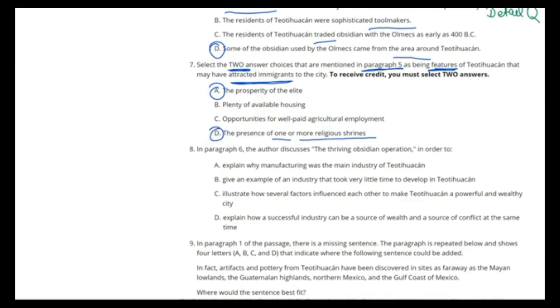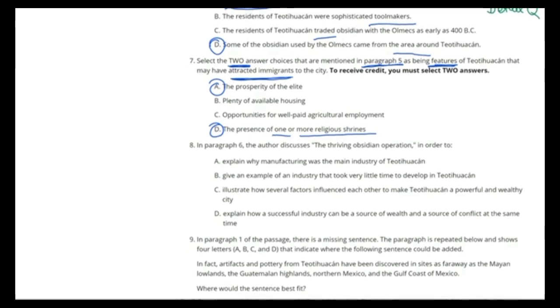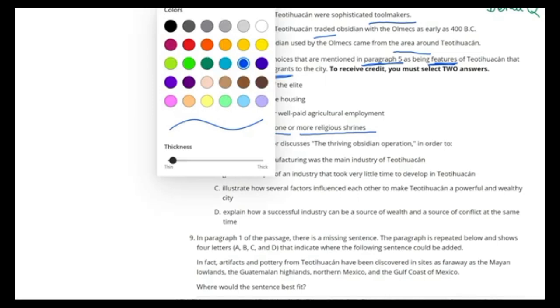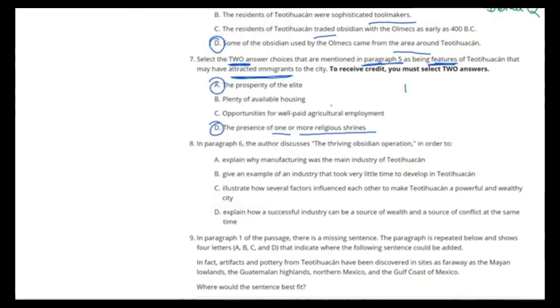In the text they don't talk about housing, they also don't talk about agricultural employment, they only talk about A and D, so that's correct. I just realized I forgot to tell you guys that this is also a detailed question, okay? This is a detailed question because we need to go to the text and figure out 2 details. And those details are features that may have attracted immigrants to the city, prosperity and the shrines. Okay, that's why it's a detailed question.